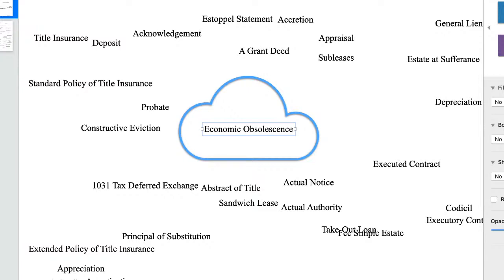Economic obsolescence. What is economic obsolescence? What do you guys think? What do you guys think of that one? It's when your property loses value due to factors outside the property line. Good. Give me an example of economic obsolescence. Airport. Good, that's a good one. So we're talking about things that are out of your control. Nice job, everybody.